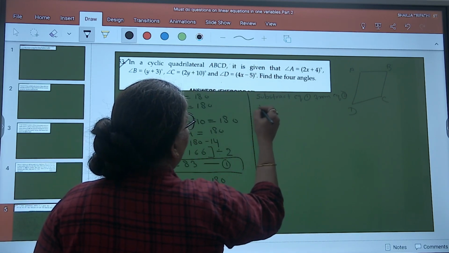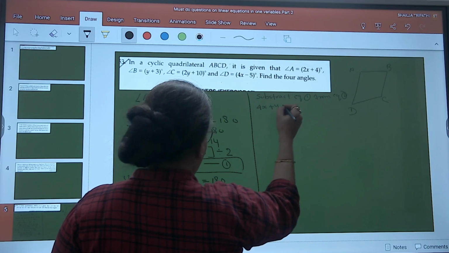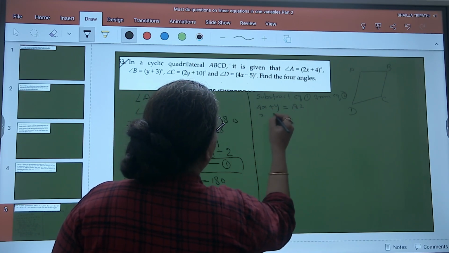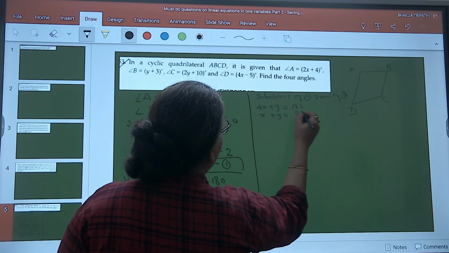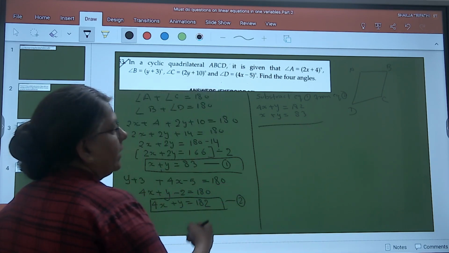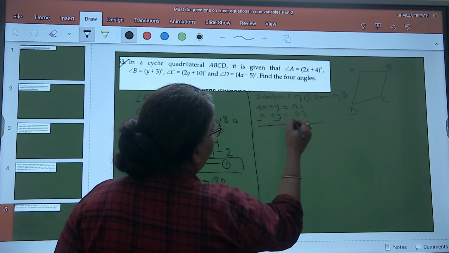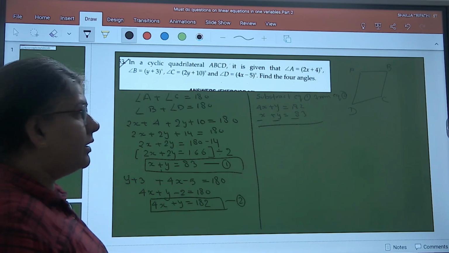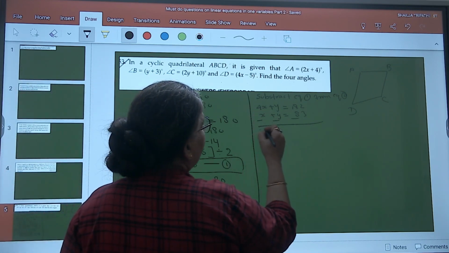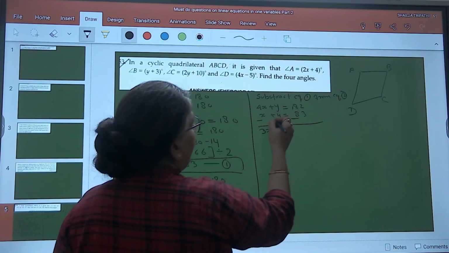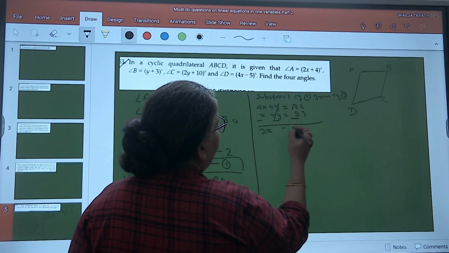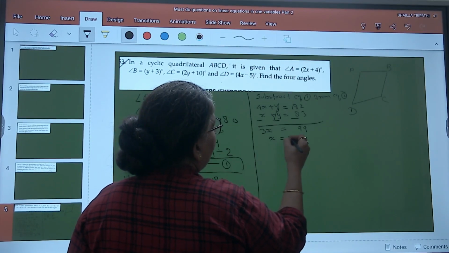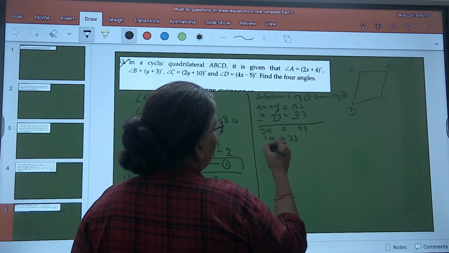See, now we'll write 4x plus y is equal to 182 and x plus y is equal to 83. While subtracting, we'll change the sign of the lower equation. So 4x minus x is 3x. Y will cancel out and here we'll get 99. So x is equal to 33.